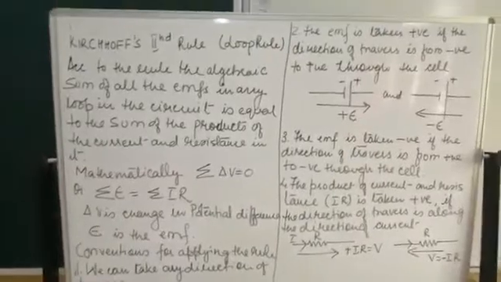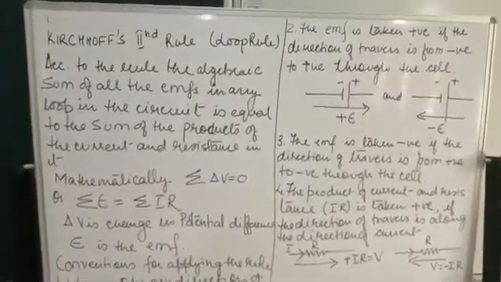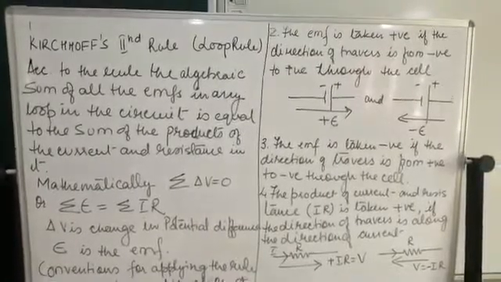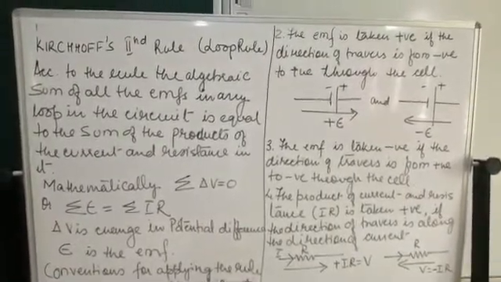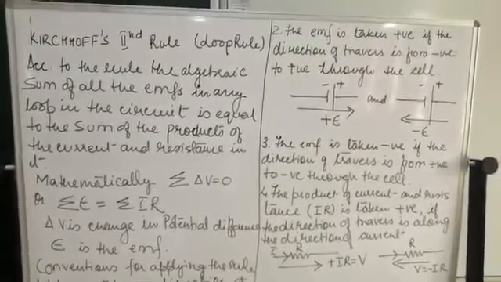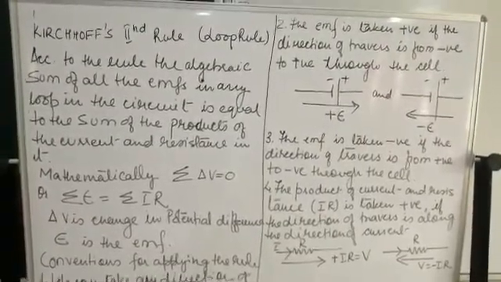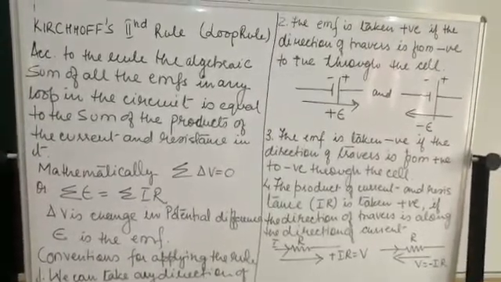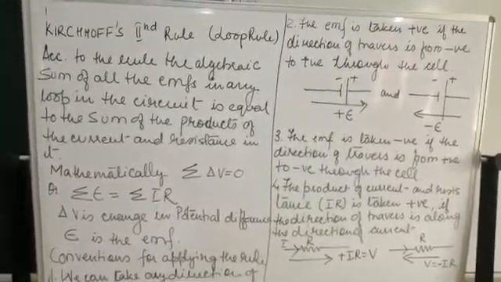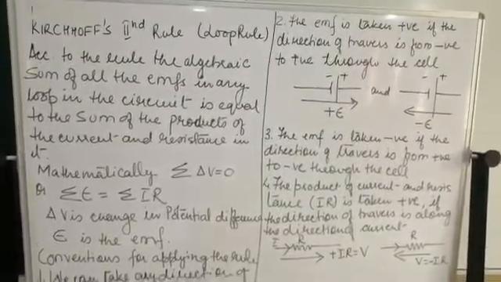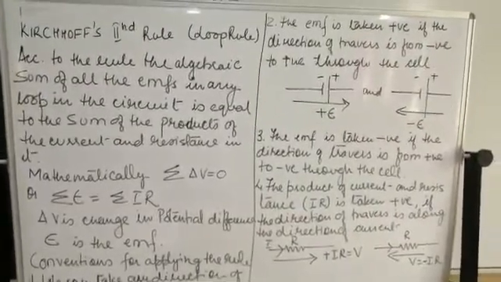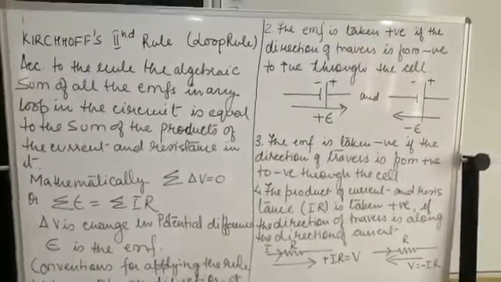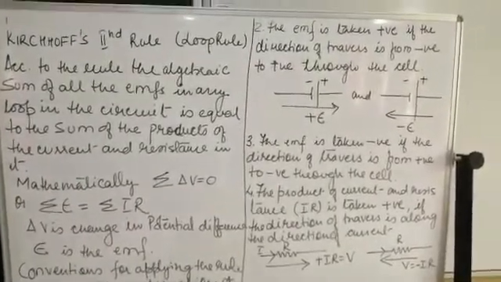The second rule is the EMF is taken positive if the direction of traverse is from negative to positive through the cell. So here you can see in the first figure, the direction of traverse is towards right. So through the cell, it is from negative to positive. So it is positive EMF. Similarly, in the second figure, you can see the direction of traverse is towards left. But through the cell, it is from positive to negative.